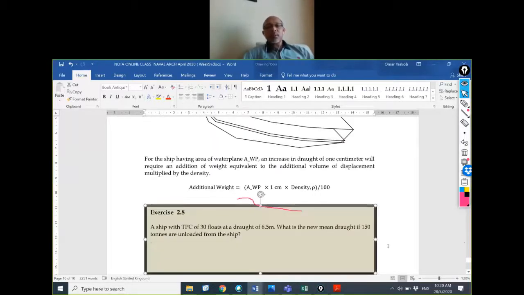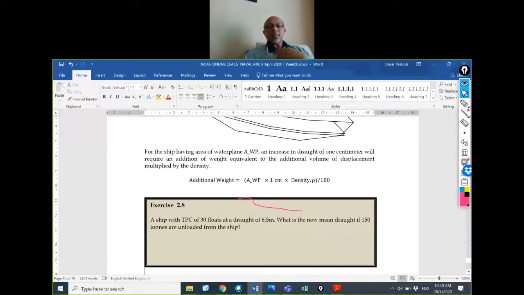So this exercise is a ship with TPC 30, floating at a draft of 6.5. What is the new mean draft if 150 tons are unloaded from the ship? If you unload, that means the draft is reduced, so it's going to be less than this. How much is the reduction?